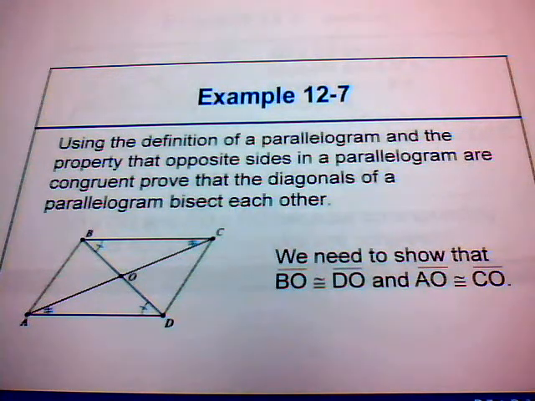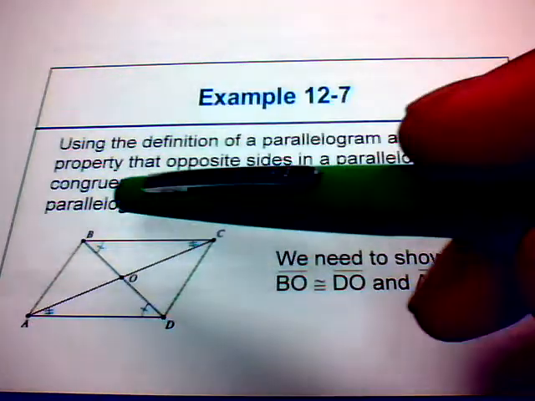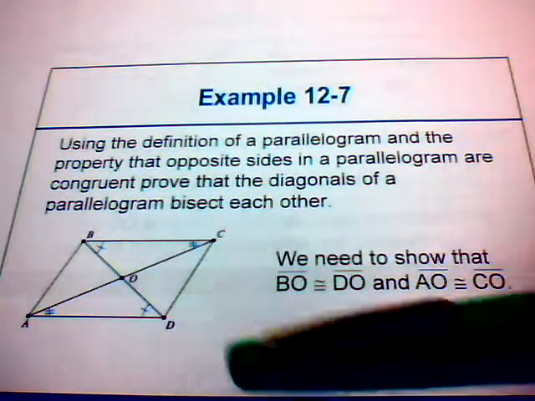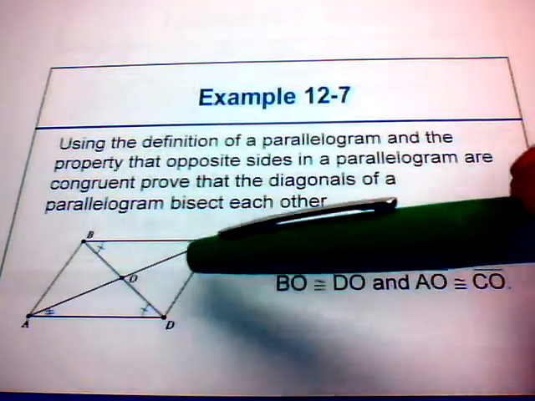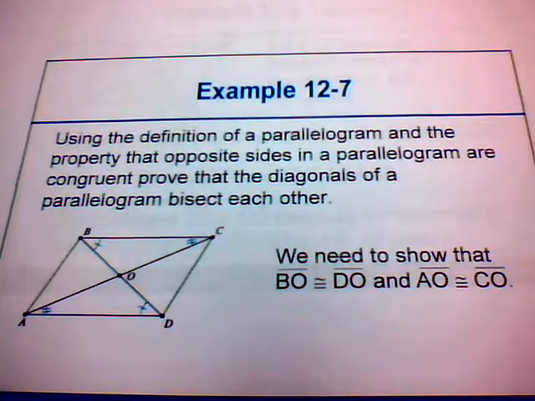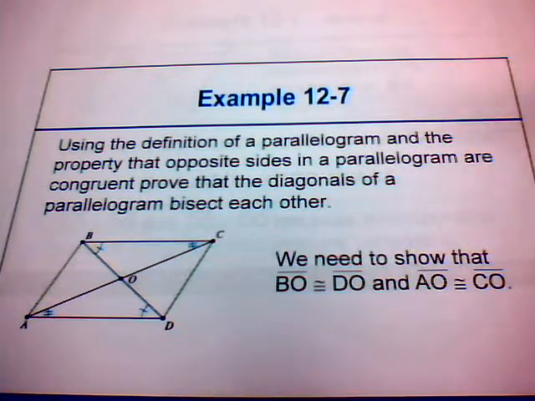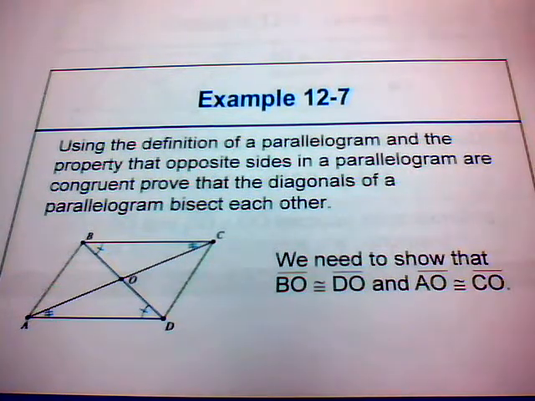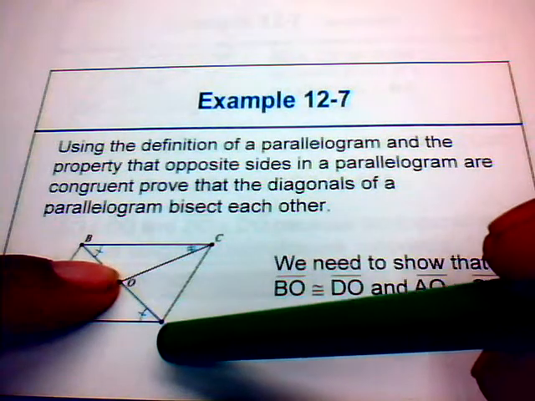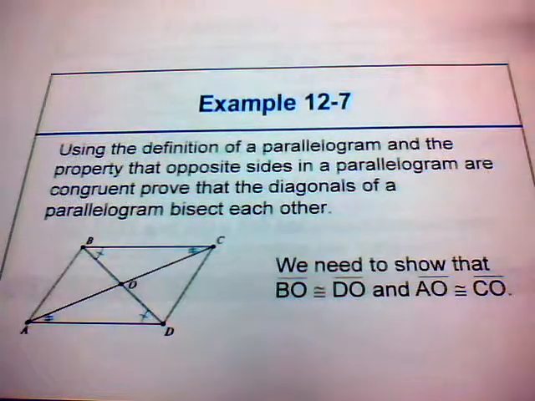What they want to show is that these diagonals, BO is congruent to DO, and AO is congruent to CO. Okay, that's to prove that the diagonals of a parallelogram bisect each other. Because if they bisect each other, then that means this piece and this piece are congruent, and then this piece and this piece must be congruent.